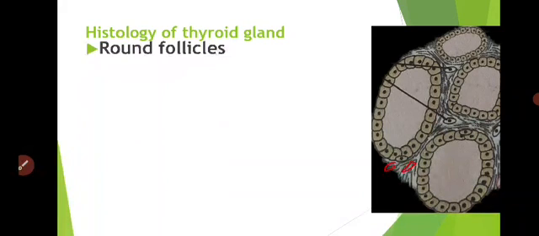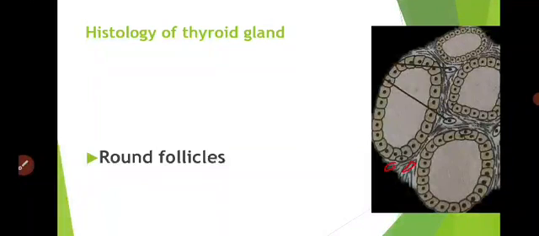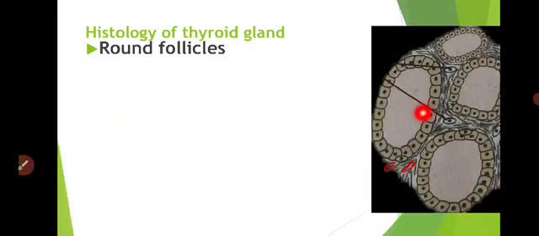Rounded follicles are present. These are the rounded follicles. The rounded follicles are present in interfollicular connective tissue, which is called the stroma. Here the stroma is present, which is interfollicular tissue.